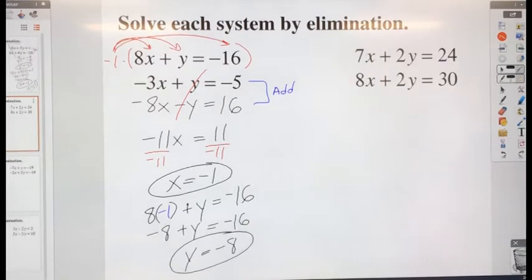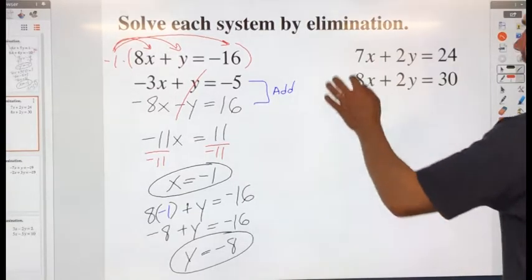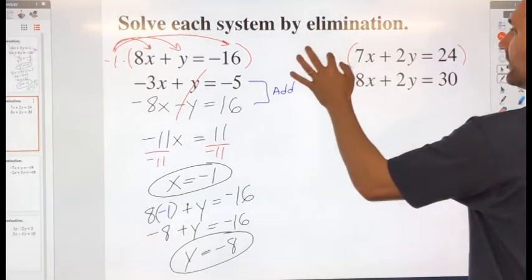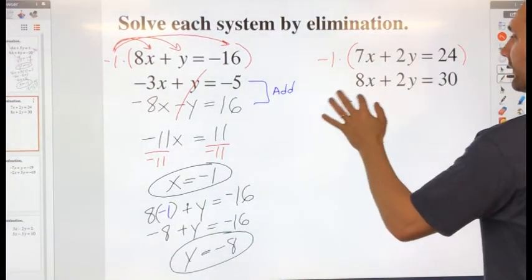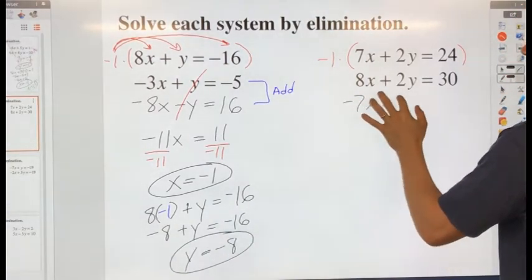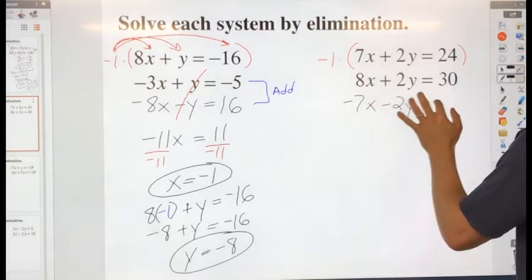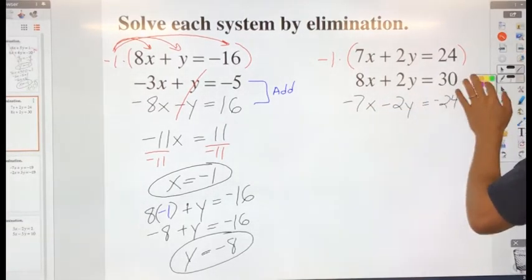So next, go ahead and let me give you a second to solve this problem. 7x plus 2y equals 24. 8x plus 2y equals 30. First things first, what should I multiply to make it to where I can use my elimination method? The top one or the bottom one, but I'm going to go ahead and multiply the top one by a negative 1. That's going to give me a negative 7x minus 2y equals negative 24.